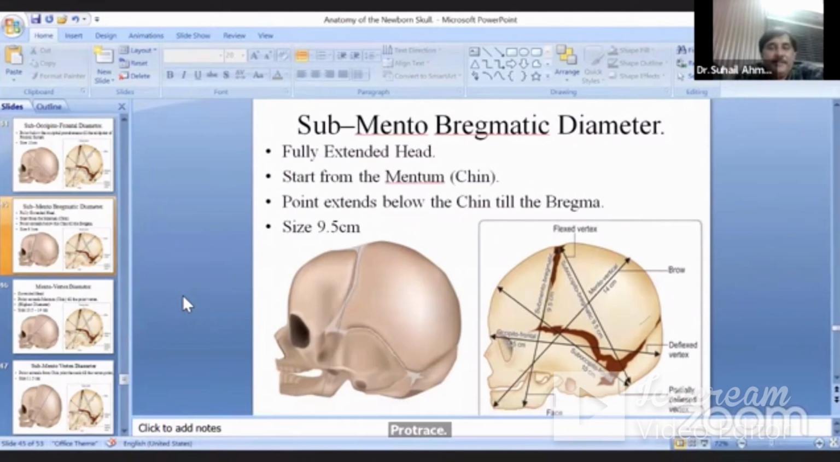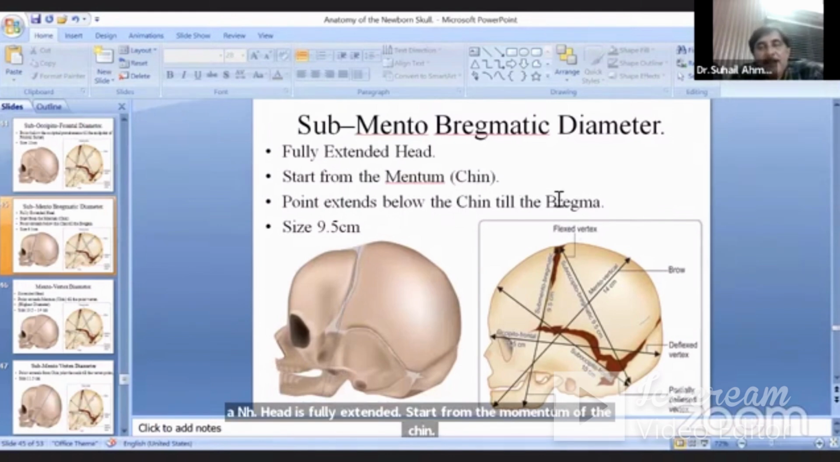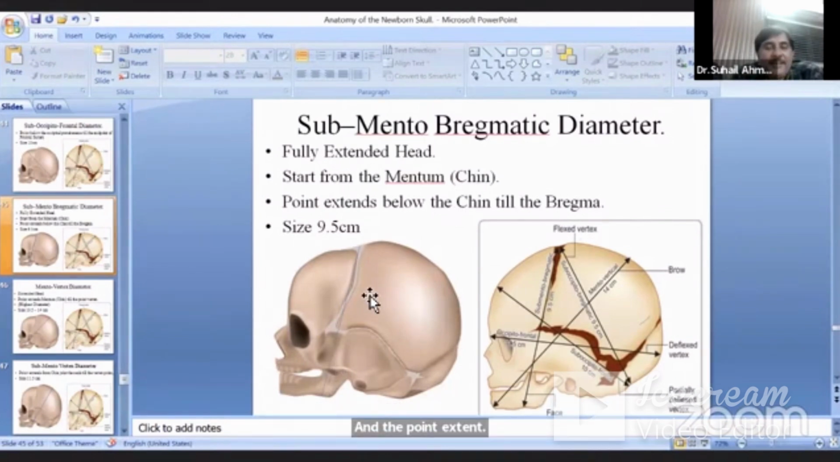Submentobregmatic diameter is where the head is fully extended. It starts from the mentum of the chin, and the point extends from the chin to the bregma. Bregma is the point where the two coronal sutures, anterior suture, and the sagittal suture meet. And the size is 9.5.